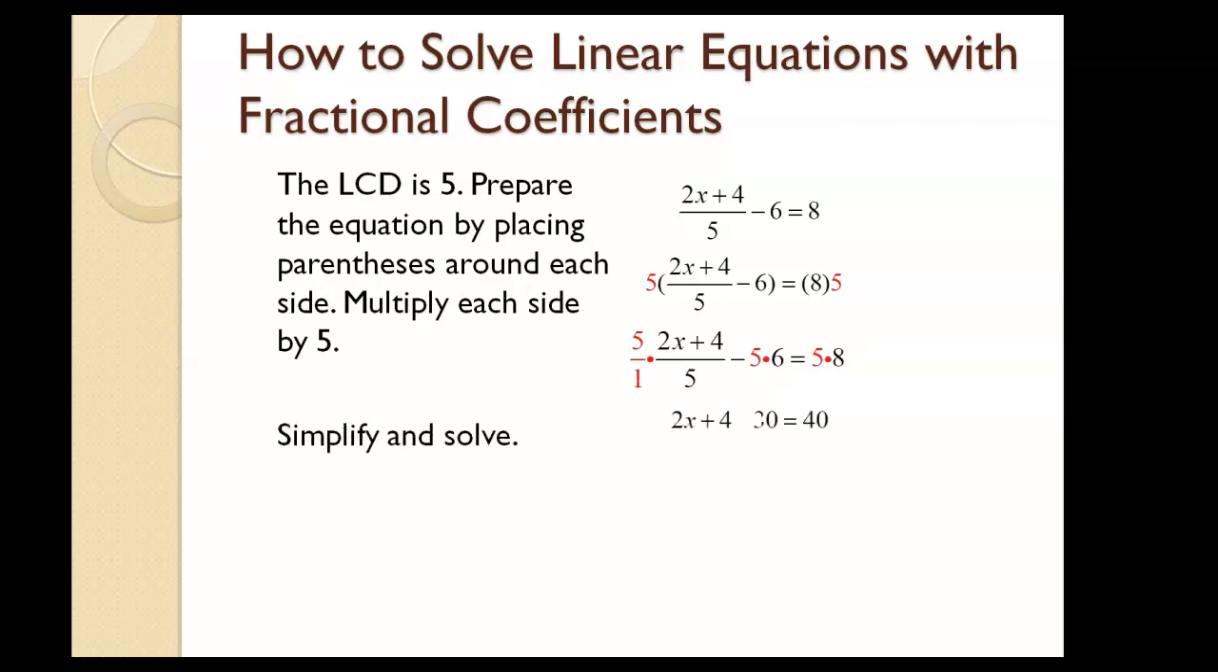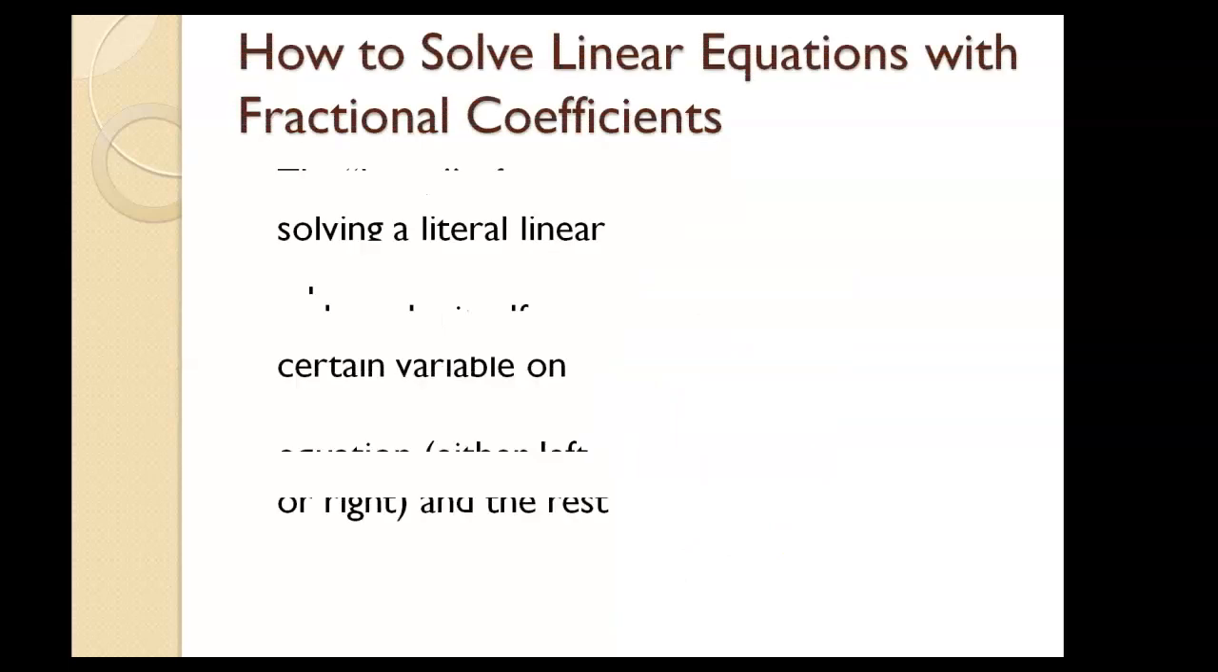And I will end up with 2x plus 4. And 5 times 6 is 30. And then 5 times 8 is 40. So now my equation looks like this. 2x plus 4 minus 30 equals 40. Then I will simplify it by combining like terms. 4 minus 30 is negative 26. So I end up with 2x minus 26 equals 40. And from there, you can just simply solve it by adding 26 to both sides of the equation and then dividing by 2. So the answer is x equals 33. And as you could see, we were denominator free in this particular step.